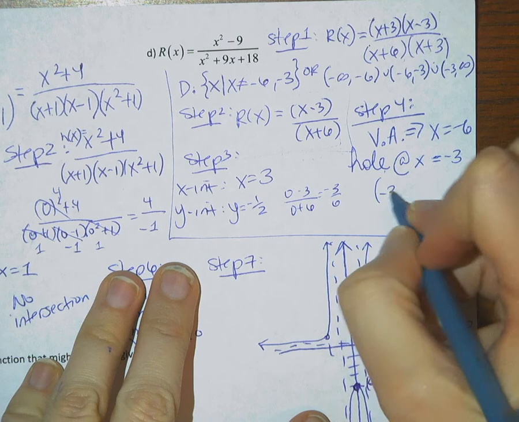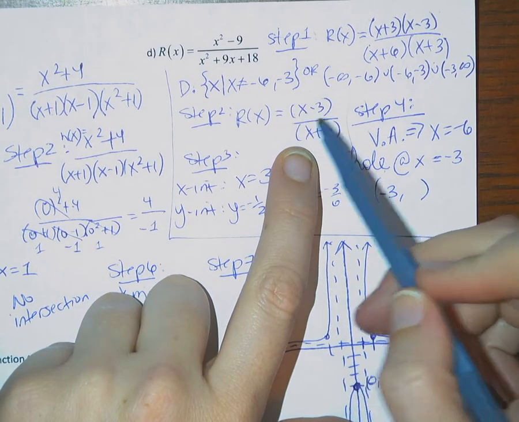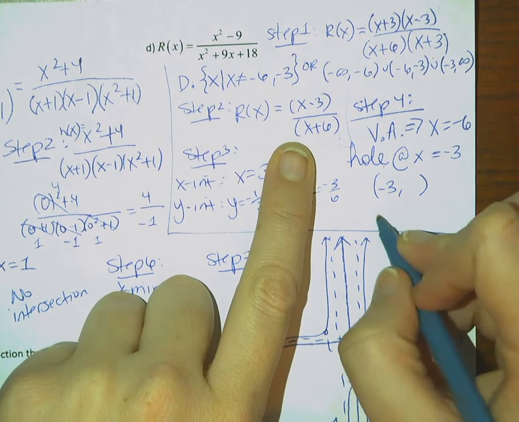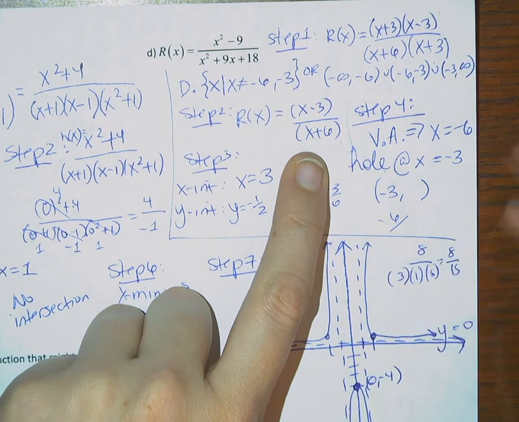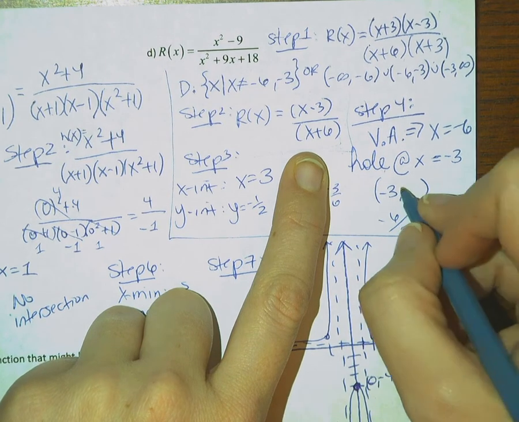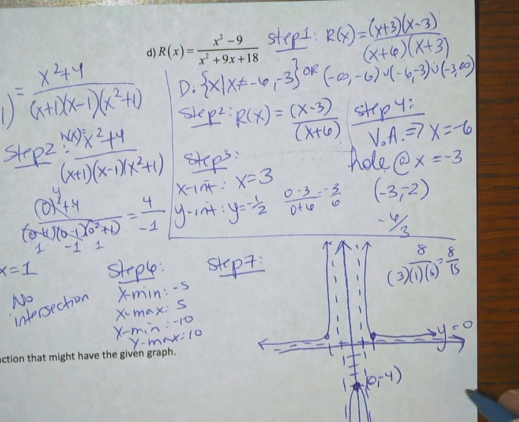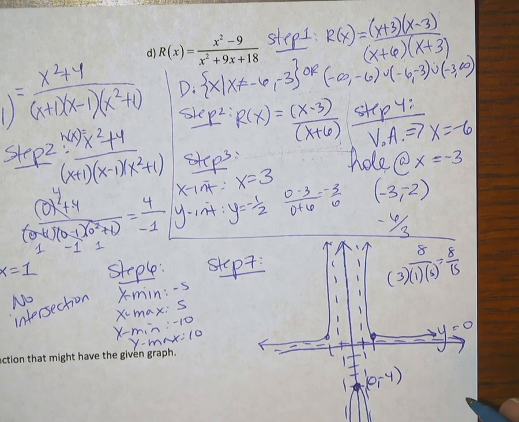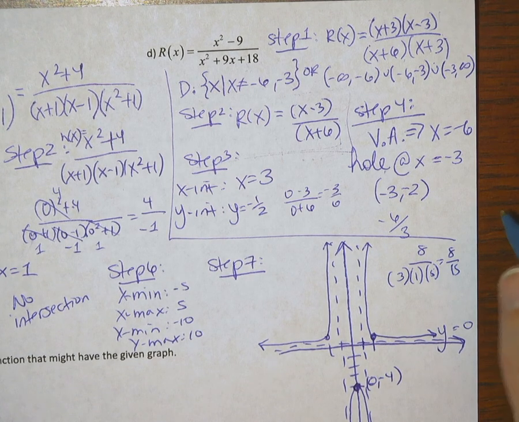So if I plug in -3, -3 minus 3 gives me -6. -3 plus 2 gives me +3, which is a -2. So I know that I have a point at (-3, -2) that should be a hole. Okay, so yes, my function should technically go through this point. I can consider it as going through this point.